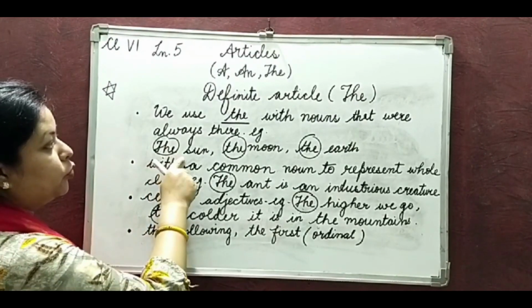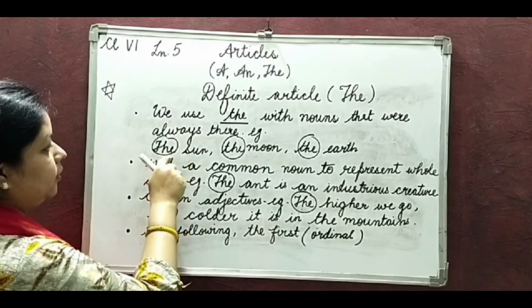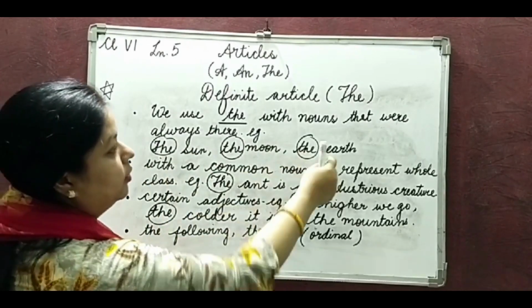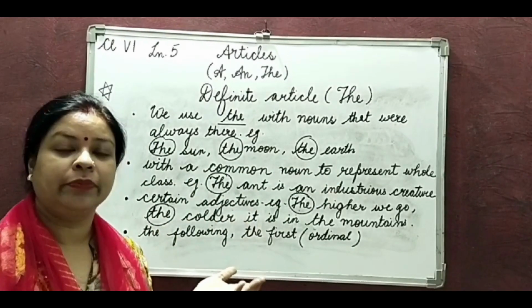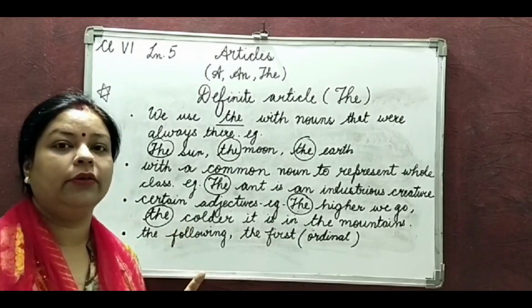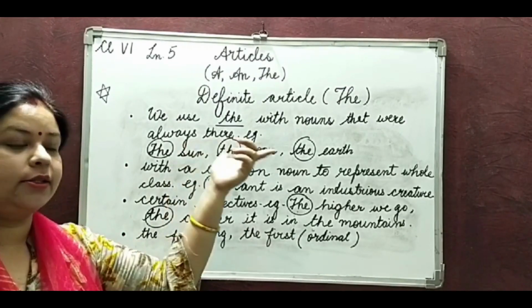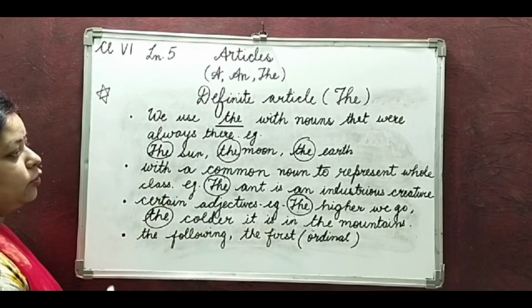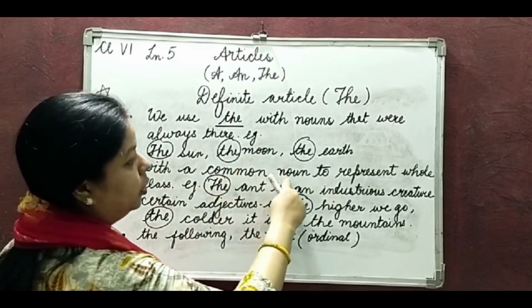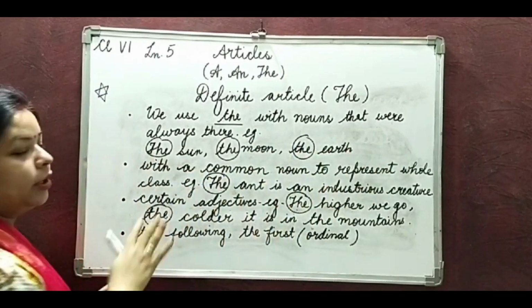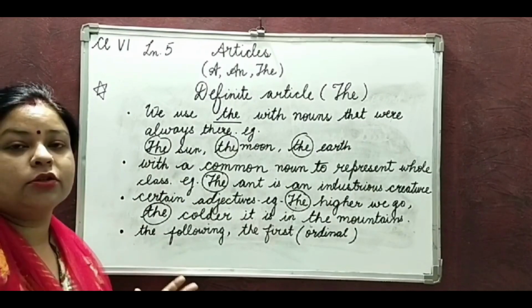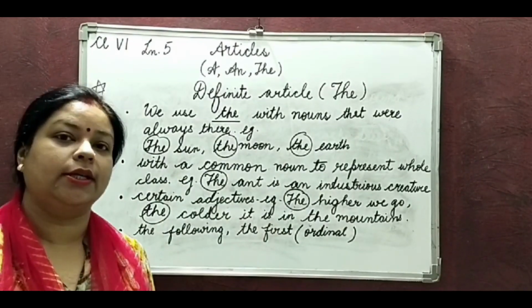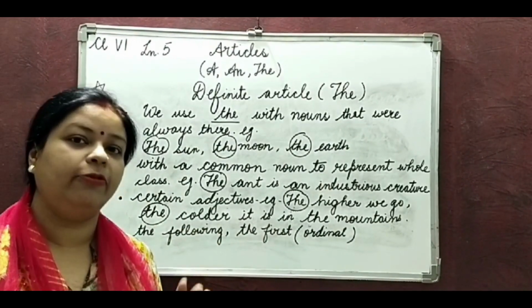With them we use the article the: the sun, the moon, the earth. They are unique, they are one, and that's why with them we use the article the. The is also used with a common noun to represent the whole class. So the is also used to represent a whole class. For that we can use the before the noun.